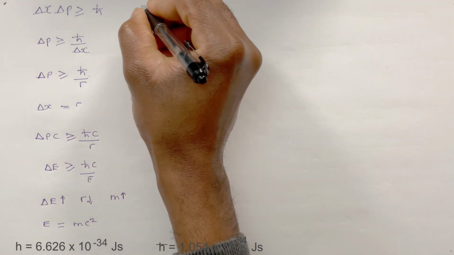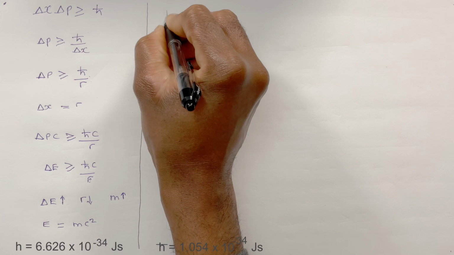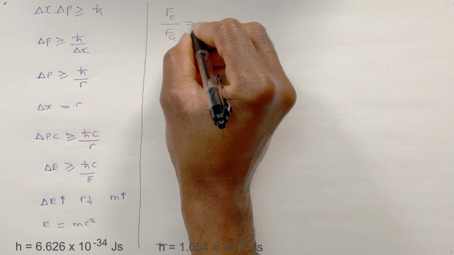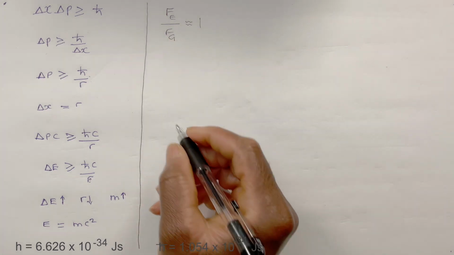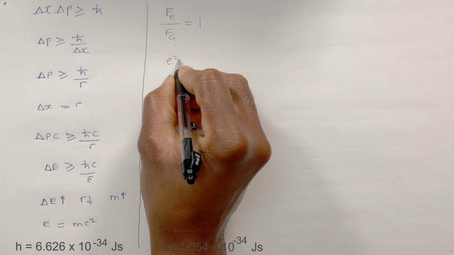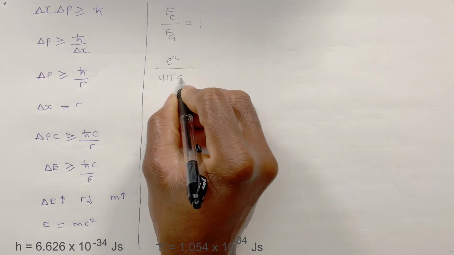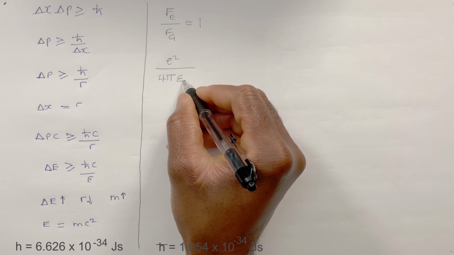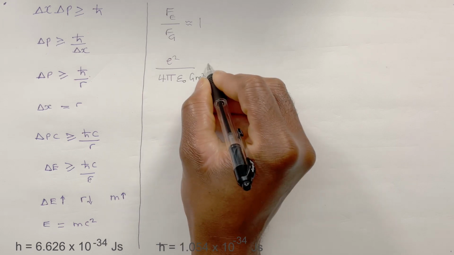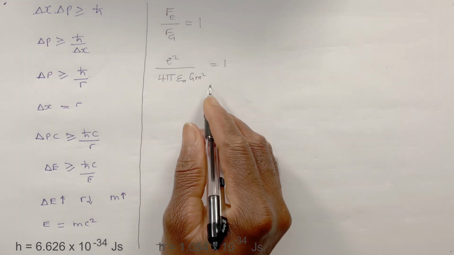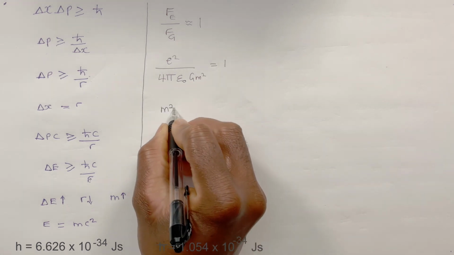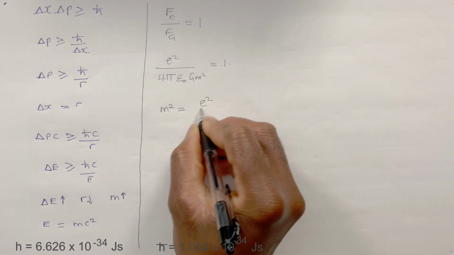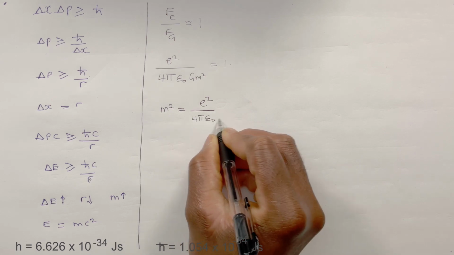What we're looking for is how do we make the ratio of Fe over F big G approximately equal to 1. Well, we can do that by equating E squared over 4 pi epsilon naught, the permittivity of free space, G m squared, to be equal to 1. And if we do that, making m squared the subject, m squared will be equal to, just take that one over there, E squared over 4 pi epsilon naught big G.